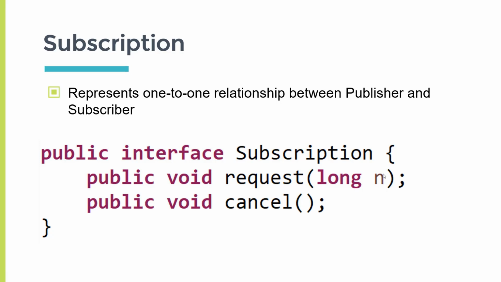Now, say at any moment, subscriber doesn't want more data from the publisher. What subscriber can do is call this cancel method, and by that, subscriber is informing the publisher: hey, stop it. Now I don't want more data. Whatever data you gave me till now, I'm good with that. So this is what the cancel method is used for.